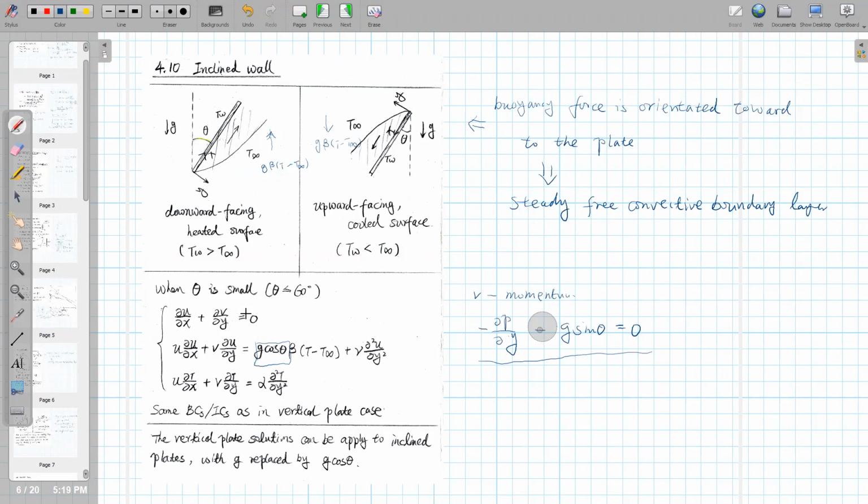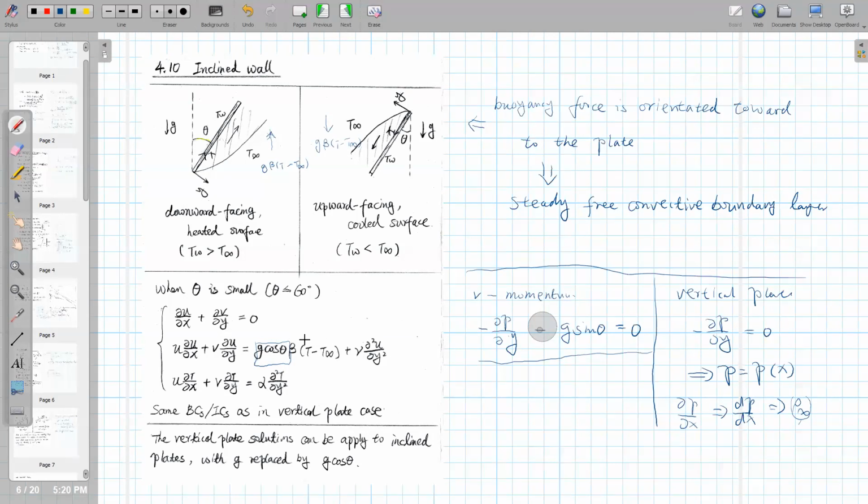Remember that in these three equations, why did we neglect the v momentum equation? Because in the vertical plate, your v momentum equation is just partial p partial y equal to 0. This tells us that p is only a function of x. That's why we can change this partial p partial x to dp dx. Then, using the Bernoulli equation, we relate this p to some rho infinity term, and with the Boussinesq approximation, we finally got this beta times T minus T infinity.